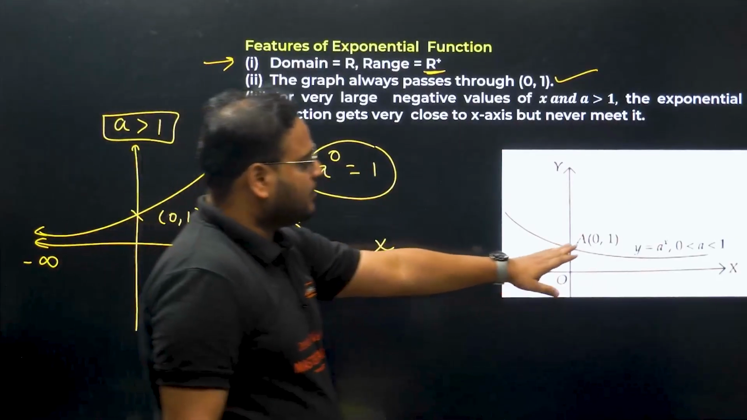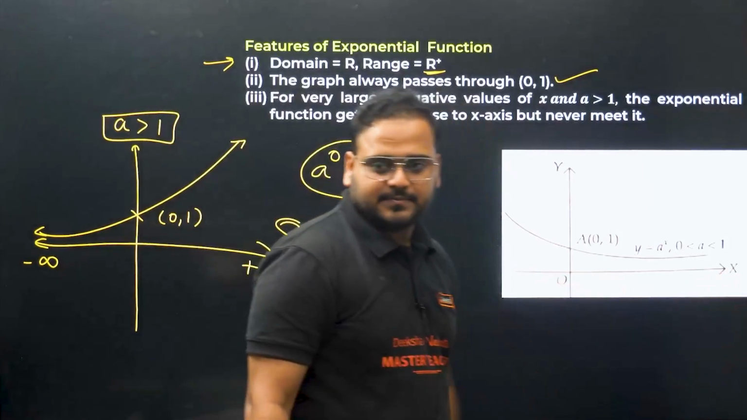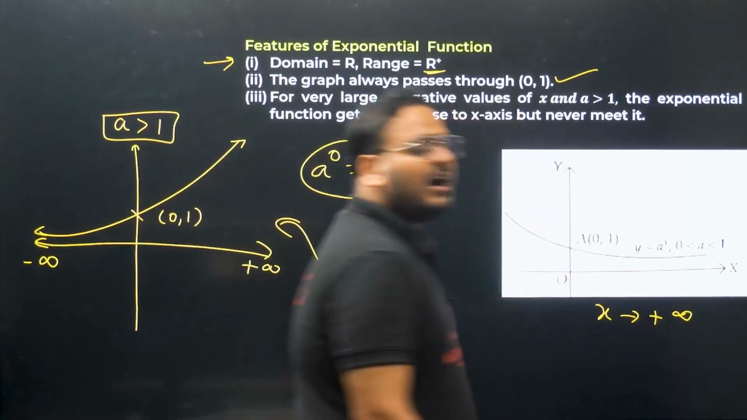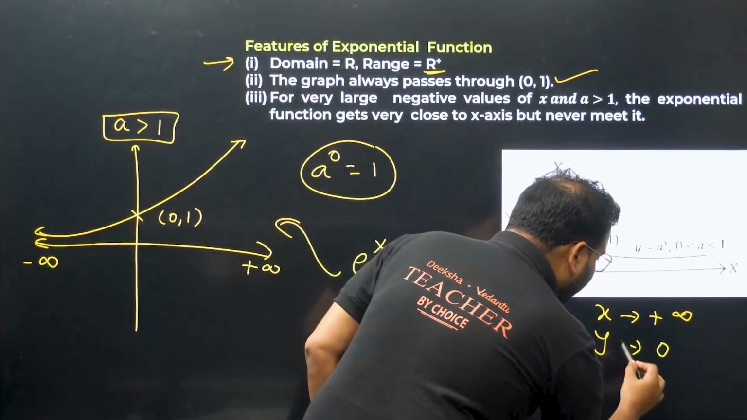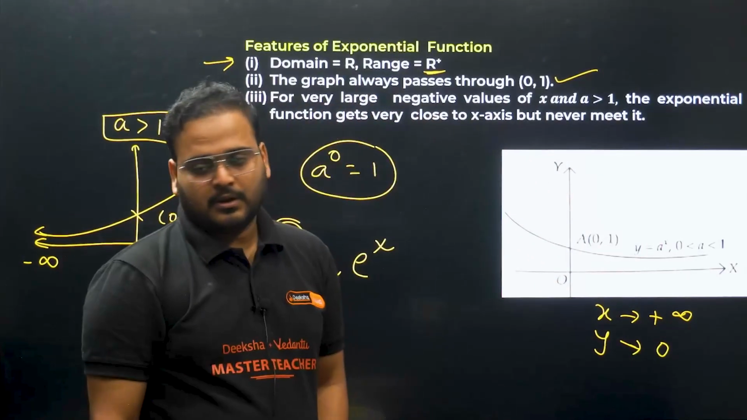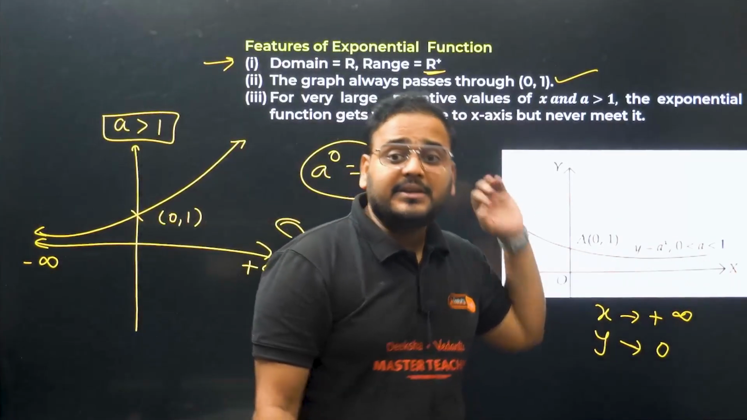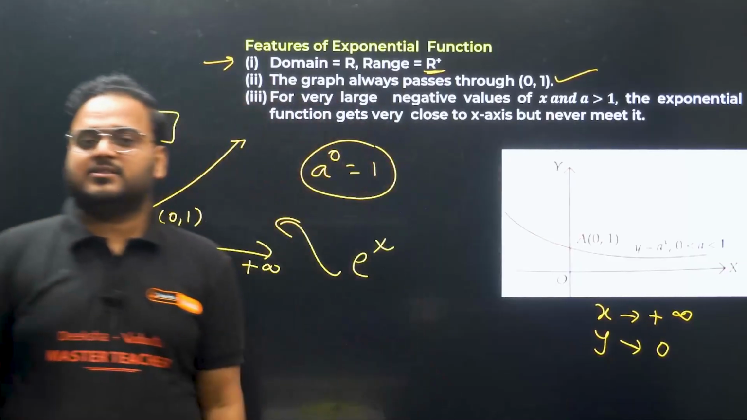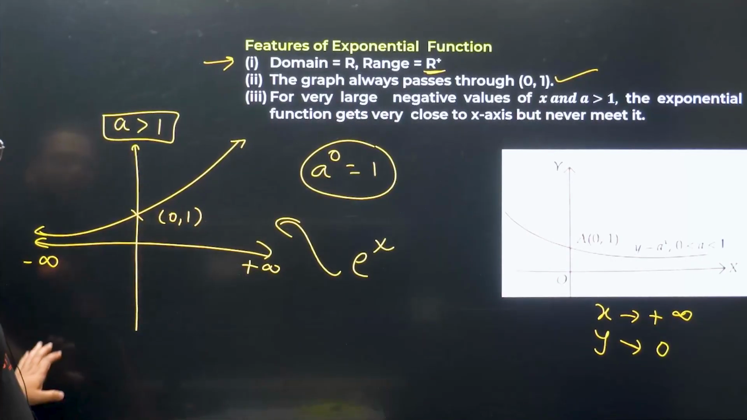Okay, same case for this, when a is less than 1. And for a very large value of x, when x tends to plus infinity, what happens? The y tends to 0 but never becomes equal to 0. Y tends to 0, almost comes close to the x-axis but never becomes 0. Okay, that's the property of the exponential function that I've discussed here in both the cases. Is that clear? Let's move on.